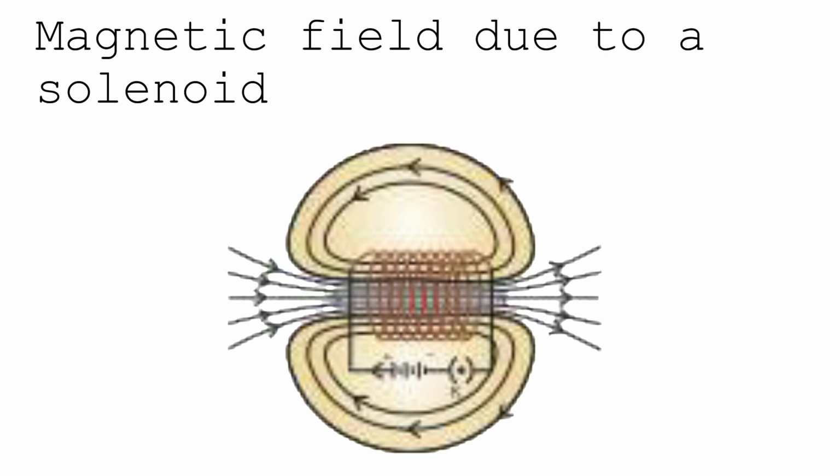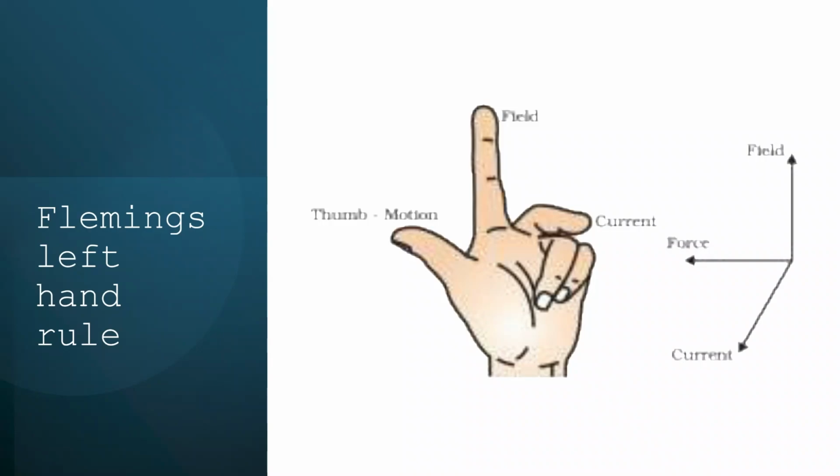Fleming's left-hand rule: force experienced by a conductor placed in a magnetic field. If a conductor carrying current is placed in a magnetic field, this conductor is going to experience a force and the conductor will deflect. The direction in which the conductor deflects, upward, downward, towards north, towards south, whatever the case may be, is indicated by Fleming's left-hand rule.